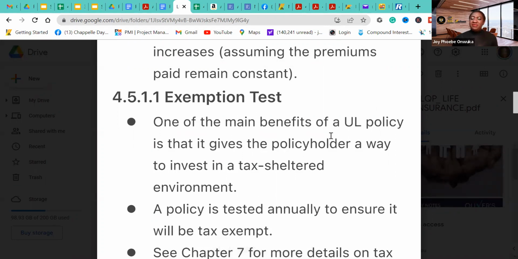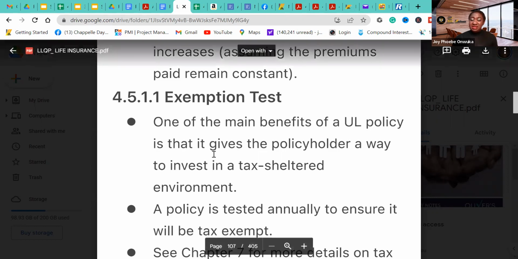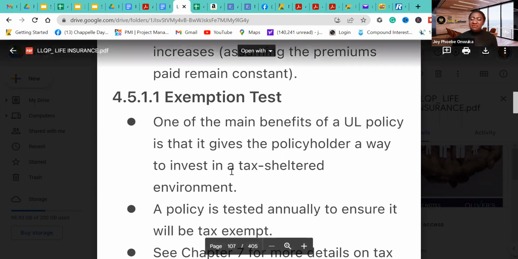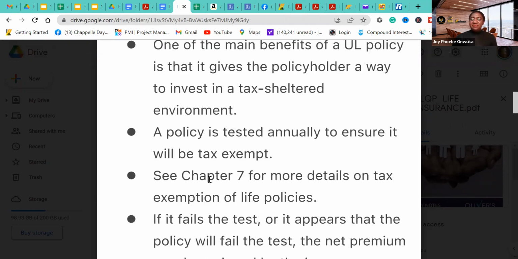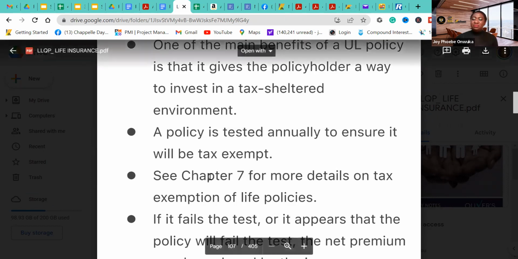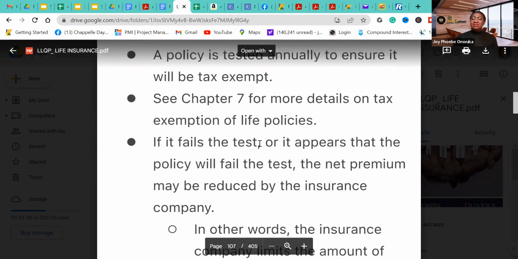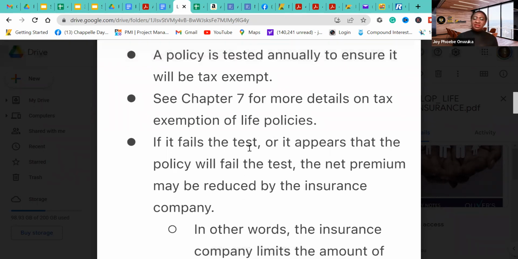One of the main benefits of a UL policy is that it gives the policyholder a way to invest in a tax-sheltered environment. A policy is tested annually to ensure it will be tax-exempt. See chapter 7 for more details on the tax-exempt. Anyways, we'll get there eventually.